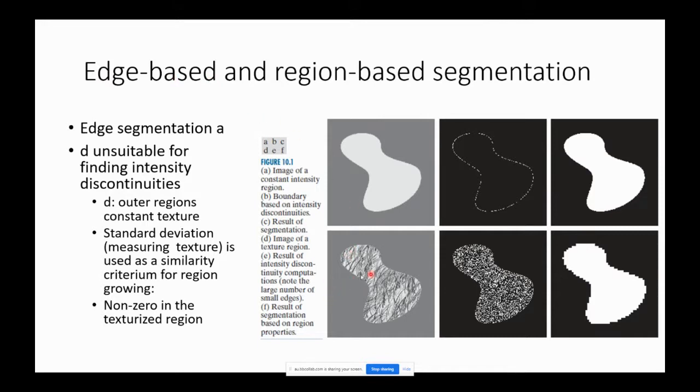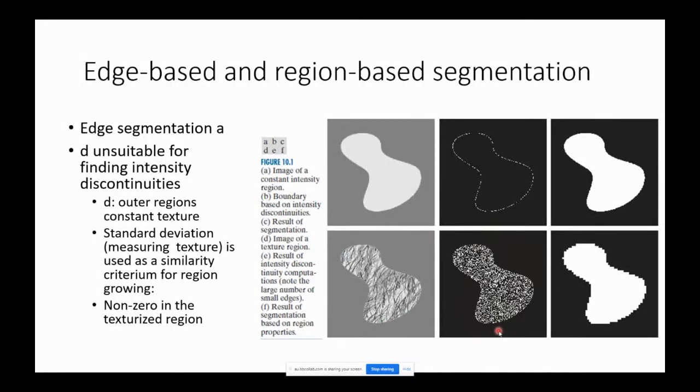Whereas if I try to do the same with this image here, you see that there's texture here. So the change is not so abrupt, or better still, there are abrupt changes from this side to this side of this region, but there are also abrupt changes inside of this region. So if I try to do edge-based segmentation on this image, I get this.